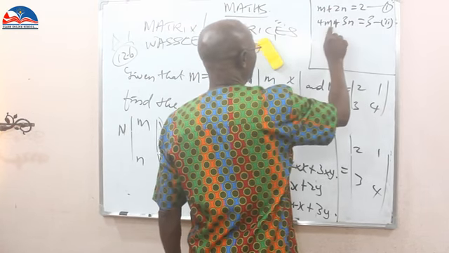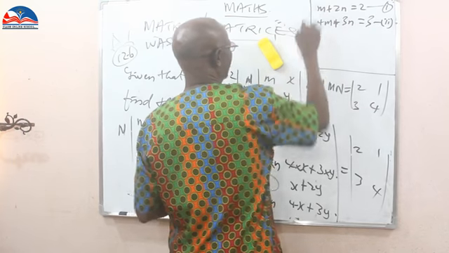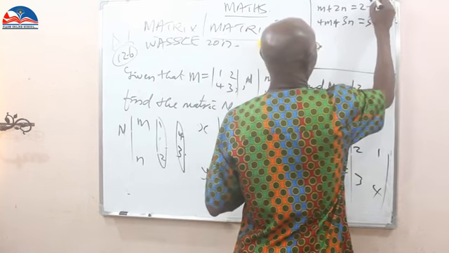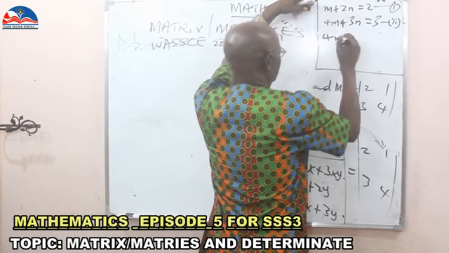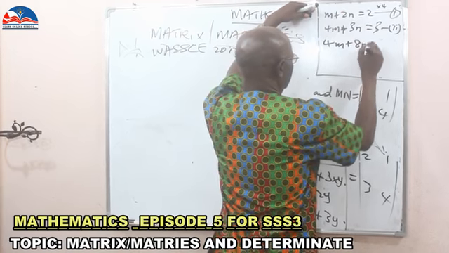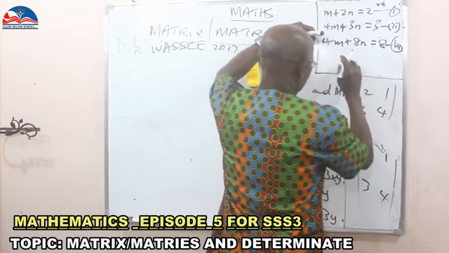To eliminate m, the only way is to make everything equal to 4. So I want to multiply equation number 1 by 4. 4 times this is 4m, 4 times this is 8n, 4 times this is 8. Call it equation number 1a. Now look, I can eliminate 4.